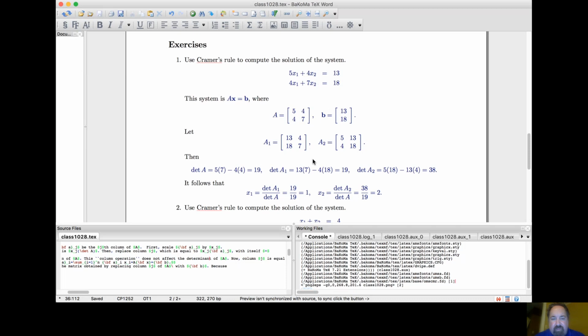So now I take the determinants of A, A1, and A2, using the familiar formula for the determinant of a 2 by 2 matrix. And now that I have all my determinants, I can just apply Cramer's rule. So x1 is the determinant of A1 over the determinant of A, x2 is the determinant of A2 over the determinant of A, and now I have my solution to this system, to Ax equals b.